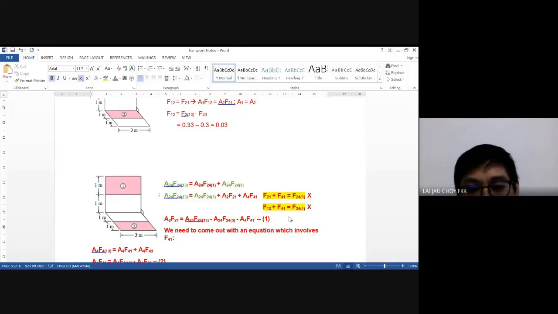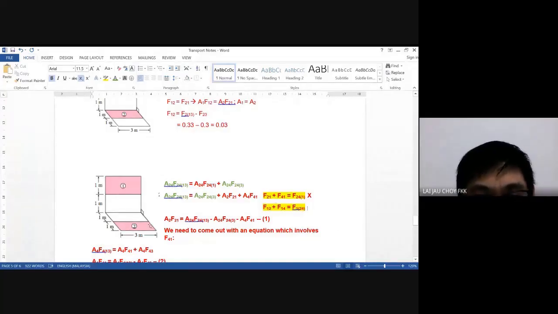If F1,2 plus F1,4 equals F1,2,4. Okay, this is correct. This is the superposition rule. F1,2 plus F1,4 equals F1,2,4. This is correct. This is the superposition rule.